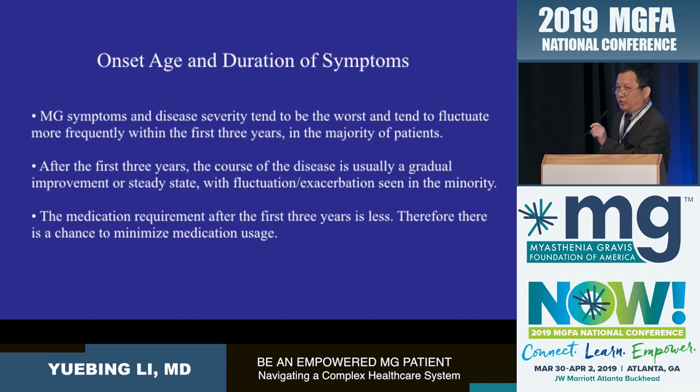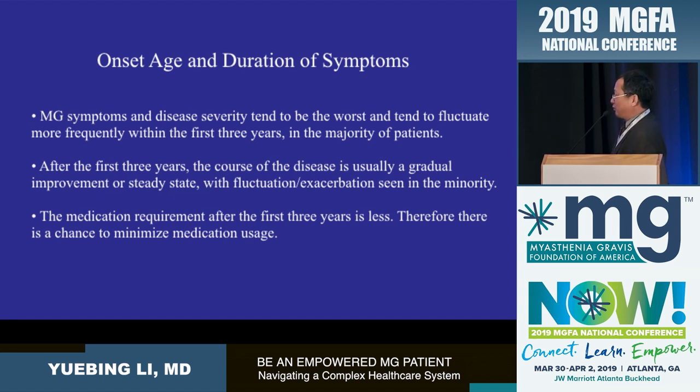All right, why do you need to know onset age and duration of symptoms? This is a general trend. This does not apply to everybody in this room, okay? The general trend is MG symptoms and the disease severity tend to be the worst within the first 3 years and to fluctuate more frequently in the first 3 years. And I always say that this is like the marriage between me and my wife, right? After a few years, things get better.